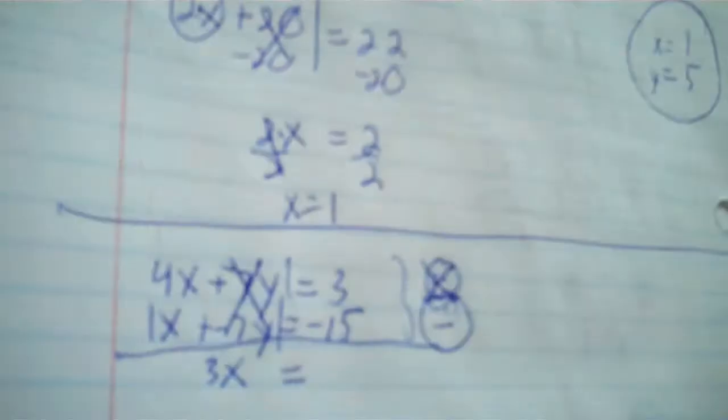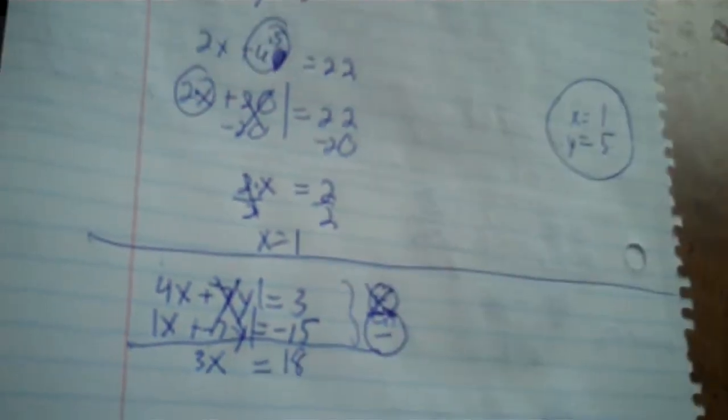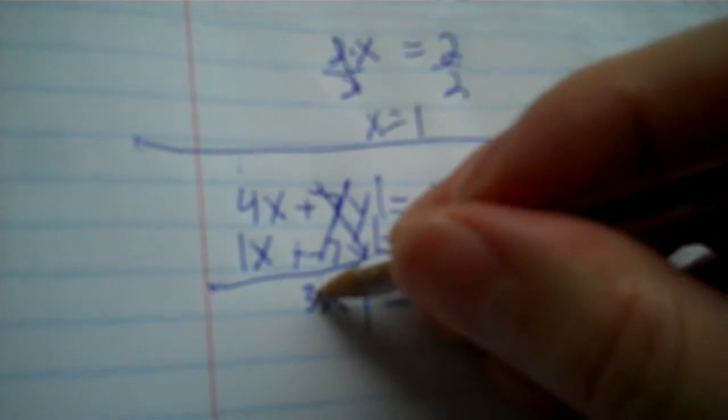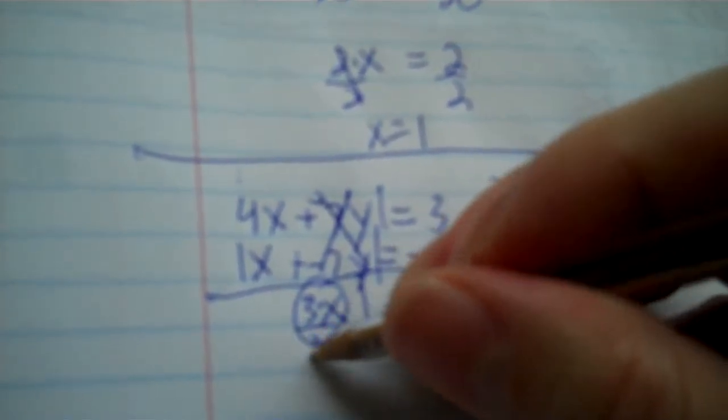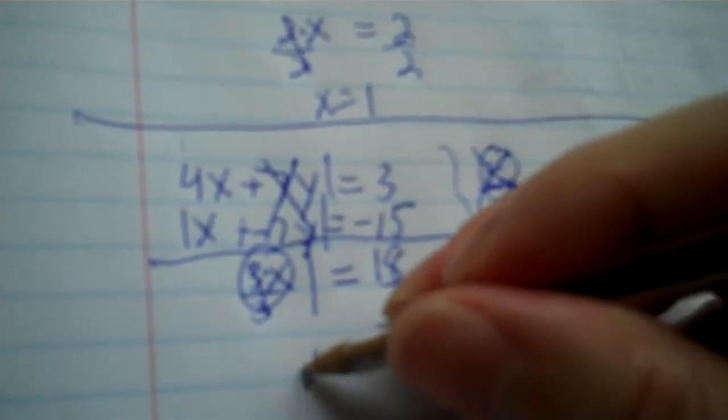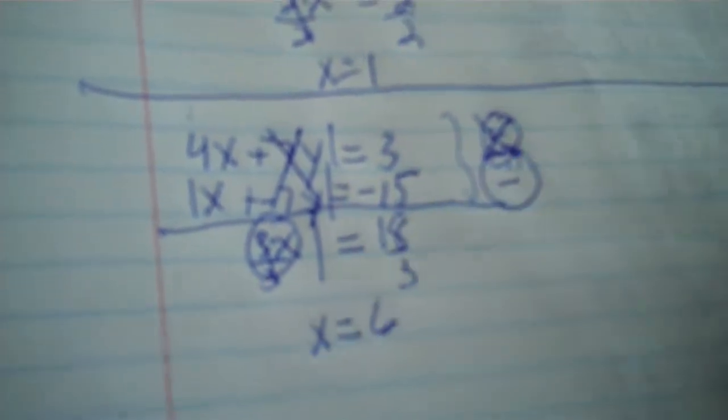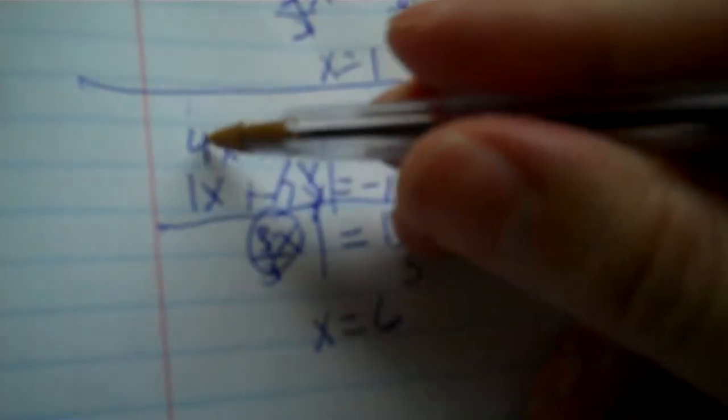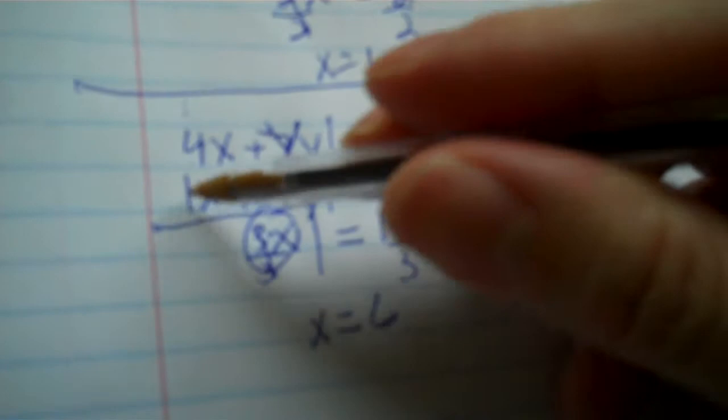Then I take the 3 minus the negative 15, 18. Okay. Wall goes up, dot circle, so I divide by 3. And 18 divided by 3 is 6. That's the answer for x, because 4 minus 1 is 3, 3x. Okay, now solve for your y.